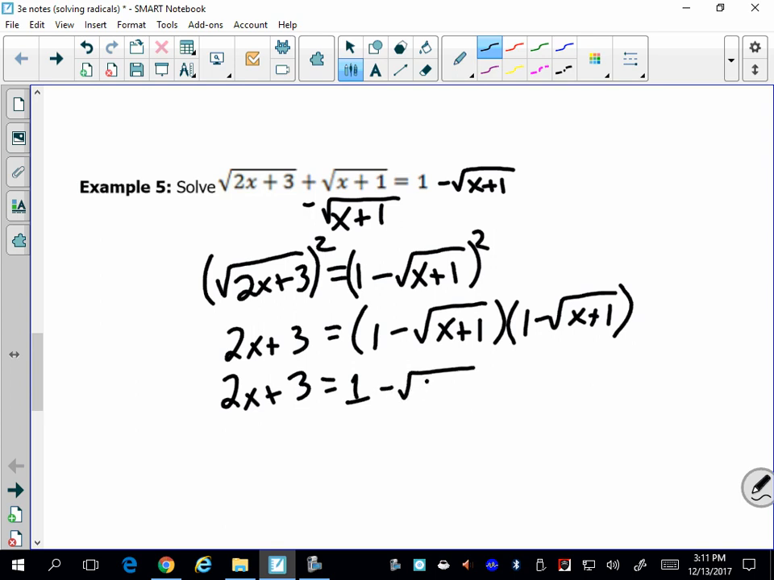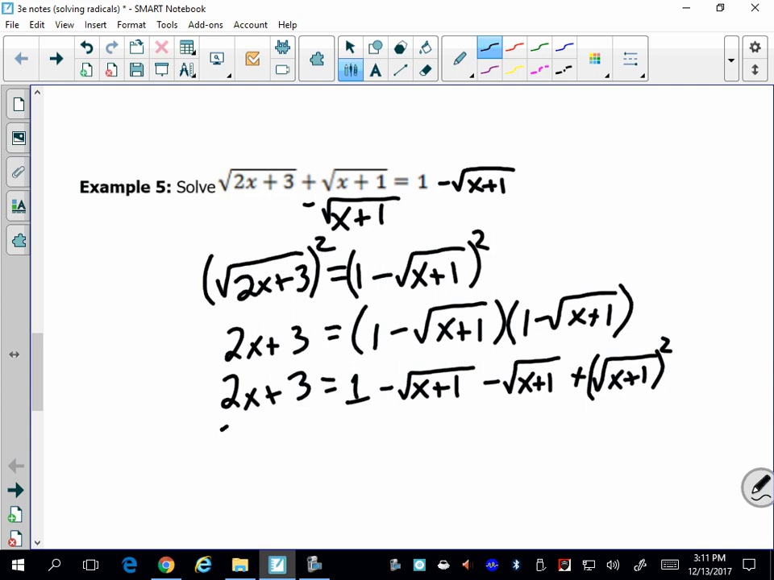And then another negative square root of x plus 1 times 1 is another negative square root of x plus 1. Those are like terms. That's good. And then negative square root of x plus 1 times a negative square root of x plus 1 is positive square root of x plus 1, squared. Not to complicate things, but it's the exact same thing multiplied together, so it's just squared. Because it's the square root of x plus 1 times the square root of x plus 1, so that's squared.